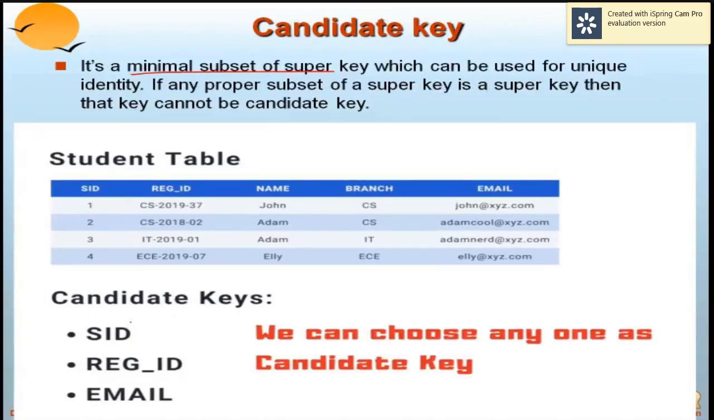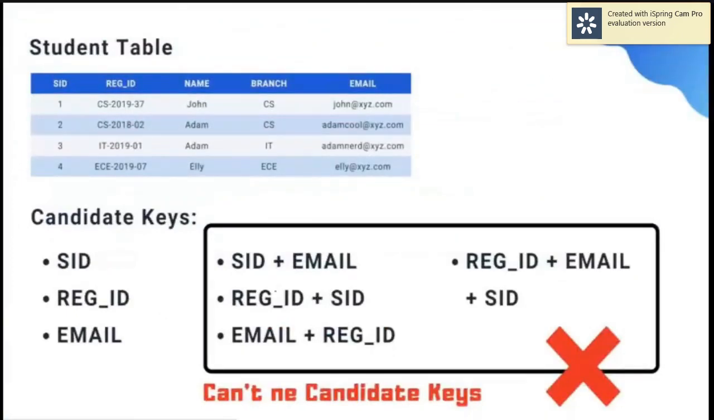So here I have SID, registration ID and email ID as my candidate keys. It says if any proper subset of a super key is a super key, then that key cannot be a candidate key. So moving further, see here, I have these subsets and this cannot be considered a candidate key because it has a count of 2 and can be further decomposed. Therefore, I can't consider this one as a candidate key.